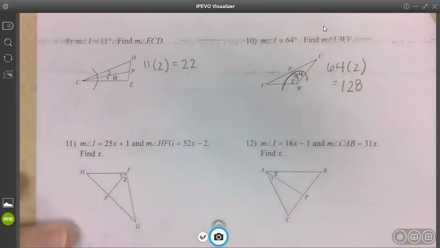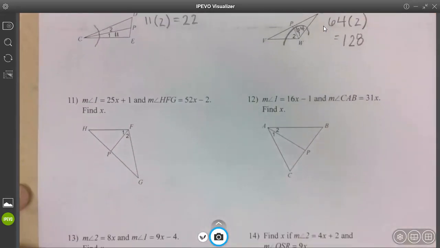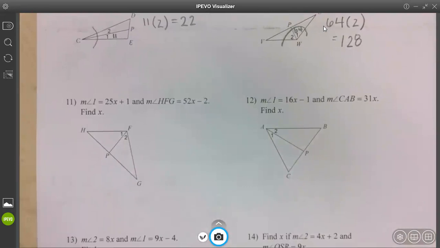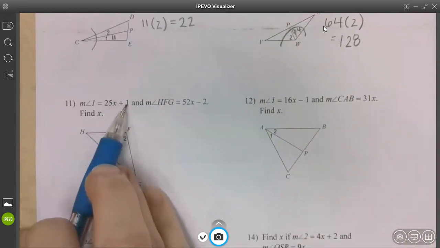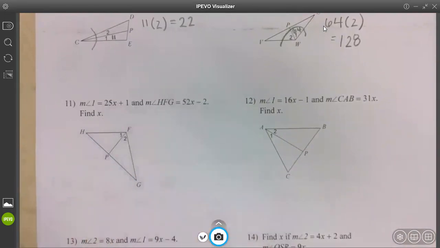And we get 128. All right. So now what you'll start seeing is you have expressions, 25x plus 1 and 52x minus 2, instead of actual numbers, but it's the same exact way.